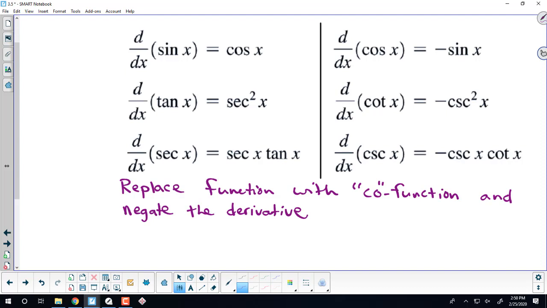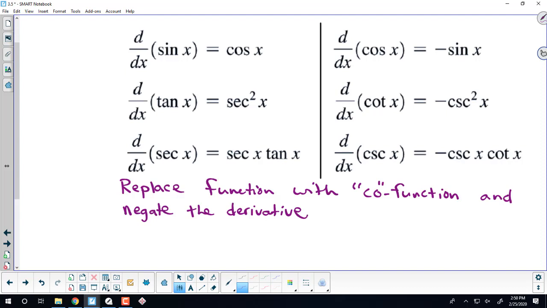So for instance, if we remember that the derivative of tangent is secant squared, then the derivative of its cofunction, cotangent, is negative cosecant squared. So we cofunction these things and turn the result into a negative. Derivative of secant is secant tangent, derivative of cosecant is negative cosecant cotangent.